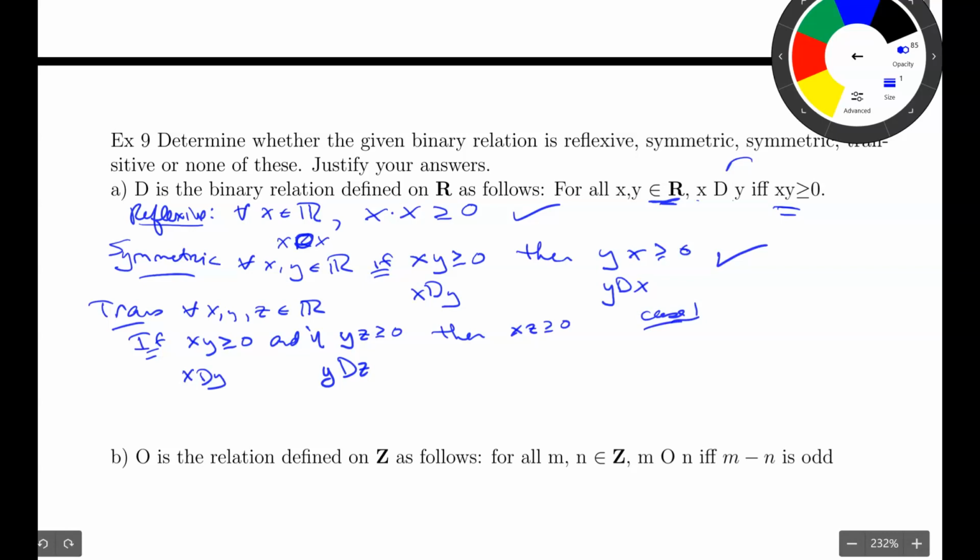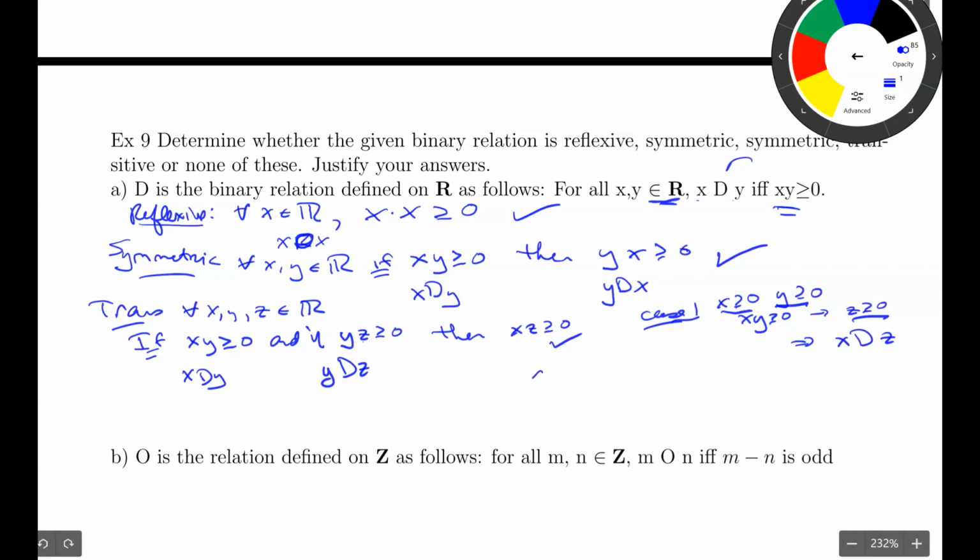So this one has to take a little bit of case analysis. So case 1, if I have x is bigger than or equal to 0 and y is bigger than or equal to 0, that gives me xy is bigger than or equal to 0. If they're both positive, then I have to have z bigger than or equal to 0 for the yz. And so that must mean that all three of them are positive, and so yes, it will work that x will be related to z.